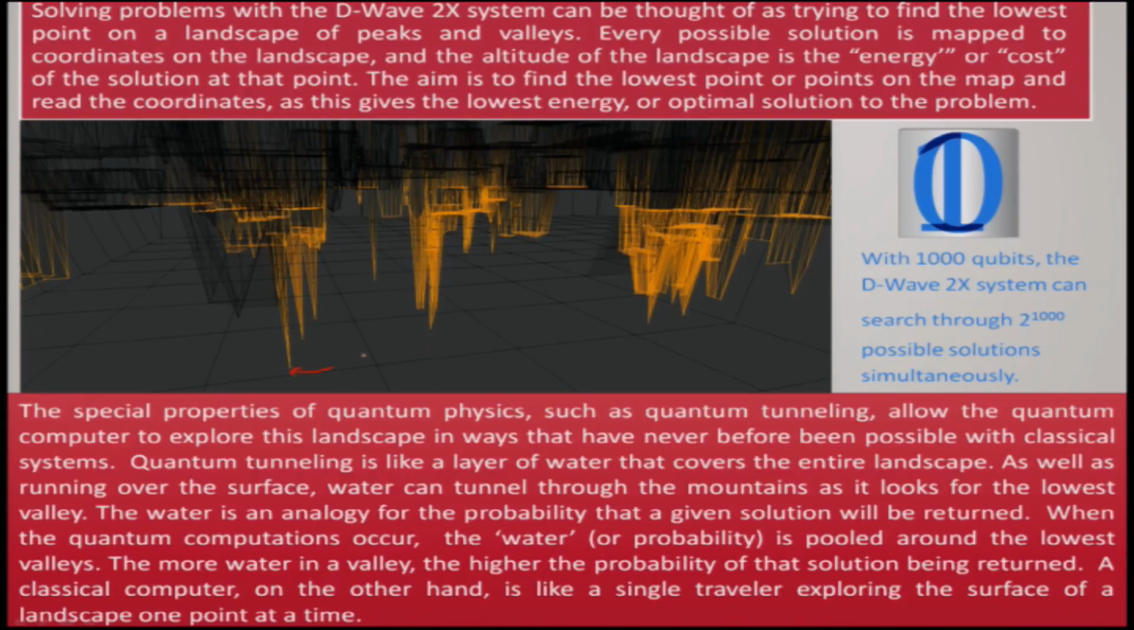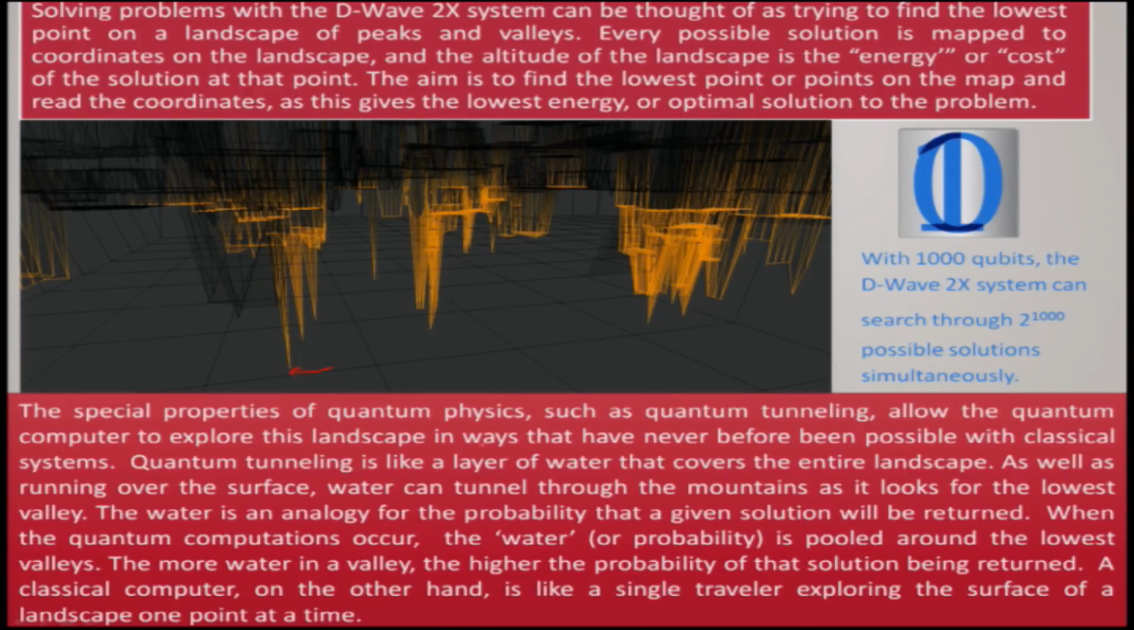So, that is how this is done, and one of the most important issues about this particular approach is to ensure that the system does not get stuck in local minima. The special property of quantum physics, such as quantum tunneling, allows the quantum system to explore this landscape in ways that have never been possible with classical systems. In classical systems, each and every point of the minima would be explored one at a time, minima or maxima, and then based on the number of attempts, the solution can be good or bad.